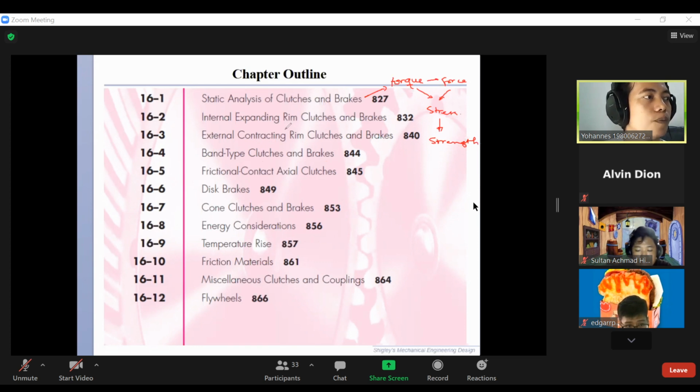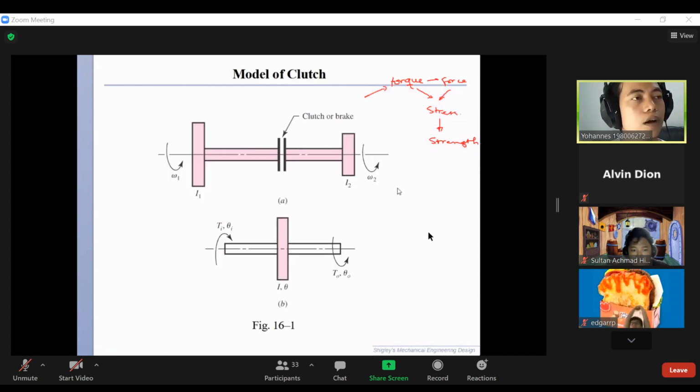But here we have many subtitles because we have so many mechanisms. Clutch and brakes have different mechanisms, so the force and torque analysis depend on those mechanisms. Each type has its own torque force analysis. So that's what makes so many subtitles here. But we will not discuss all of them. We have limited time here.